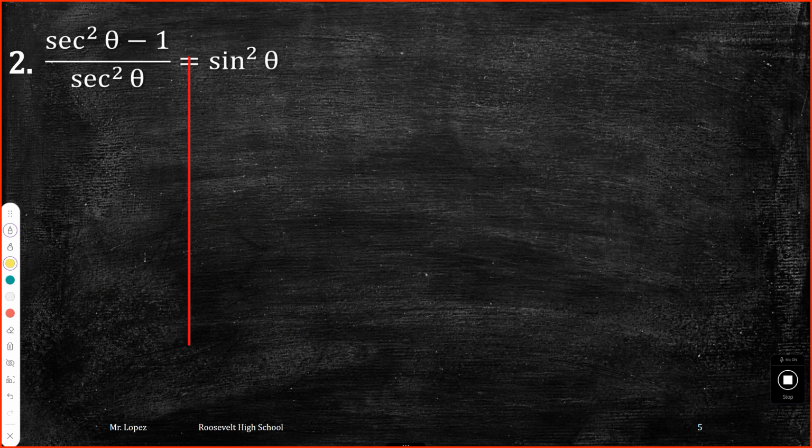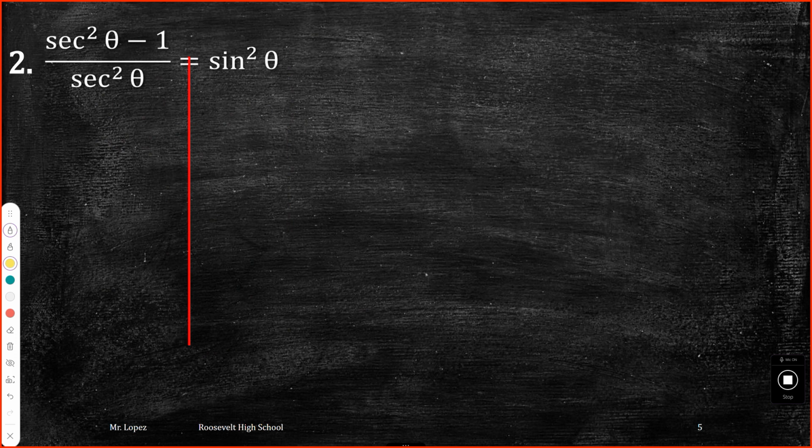Where should we work? Should we work on the left or on the right? We want to work on the more complex one, make it simpler. Which one is more complex, the left or the right? The left. So we're going to work on the left, because we want to make this look like sine squared theta. Okay.